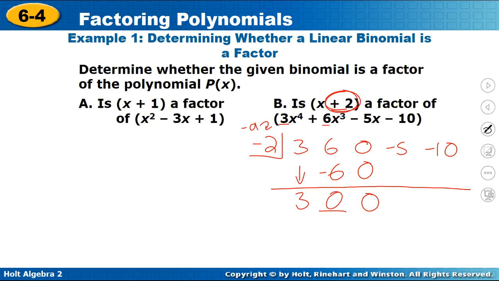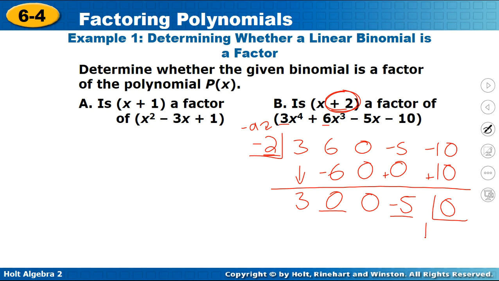Put it down there, repeat the process, multiplying 0 times my a value. 0 times -2 is 0 again. So I bring that value up, and now I add -5 plus 0. So -5 plus 0 is still -5. Now again, I take -5 and I multiply it to -2, my a value. That's giving me a positive 10. And of course, -10 plus 10 is 0.